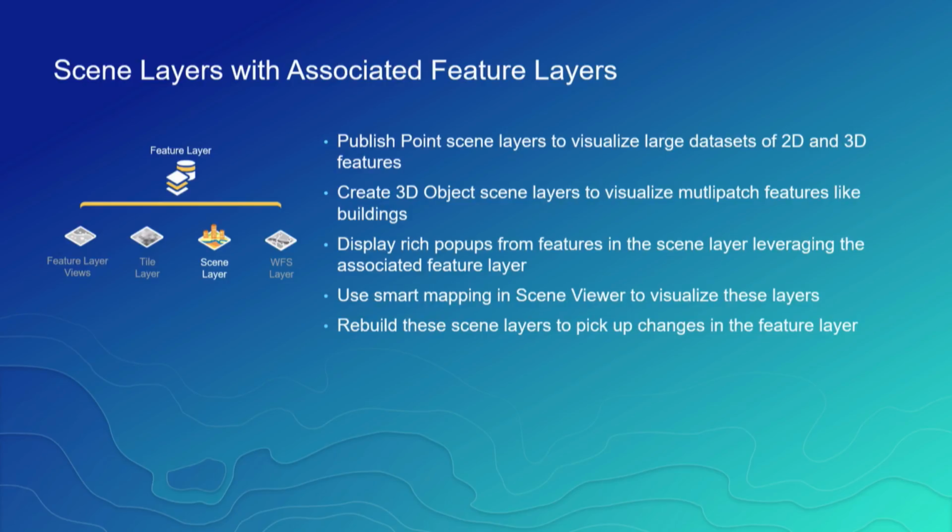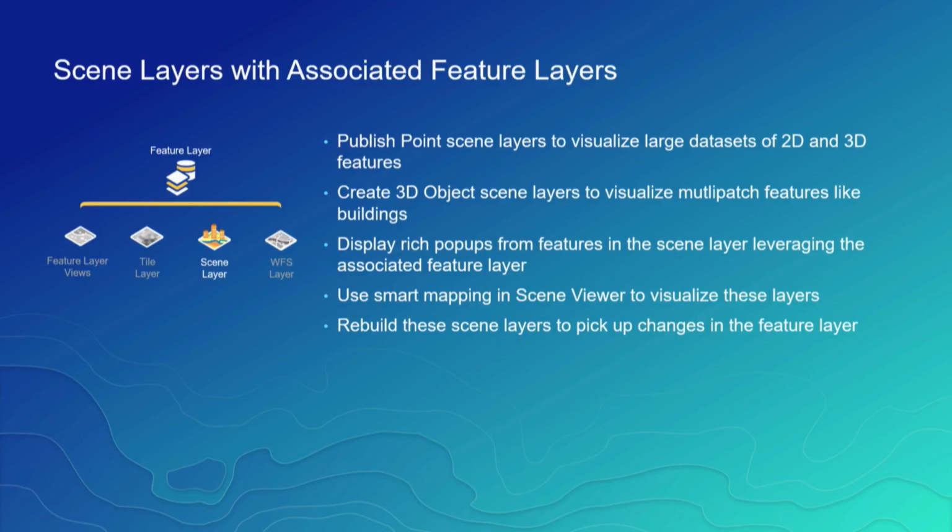If you wanted to visualize complex multi-patch features, you wouldn't be using the feature layer. You'd want to publish it as a scene layer and bring that into the scene viewer to look at your buildings. And we leverage the feature layer that's behind that scene layer. So similar to pulling up a pop-up on that tile layer, you can use the pop-up that you defined on that feature layer. The scene viewer will reference that pop-up in the feature layer and display it in the scene layer. And you can use those attributes within the scene layers to visualize these features, for different smart mapping styles.